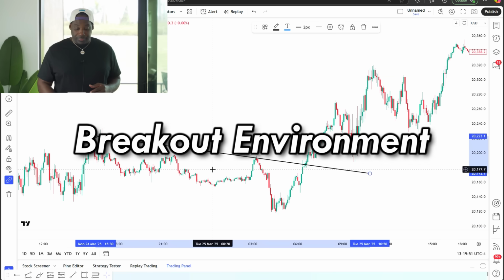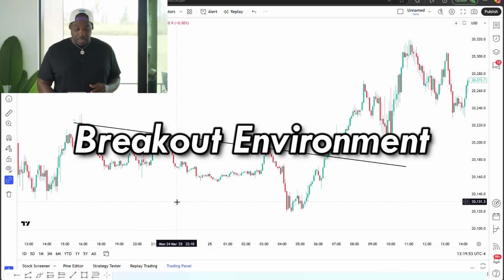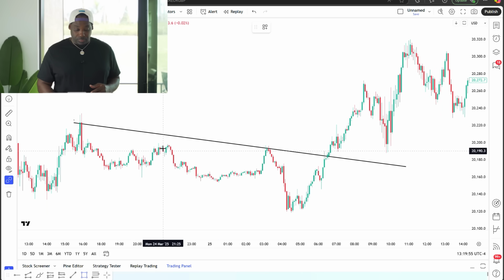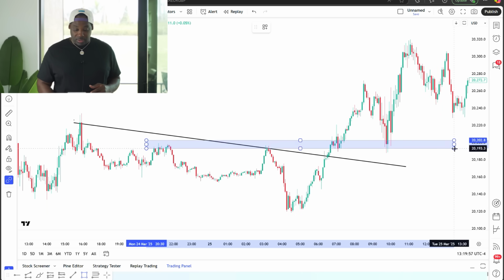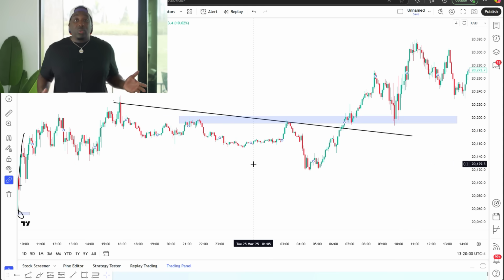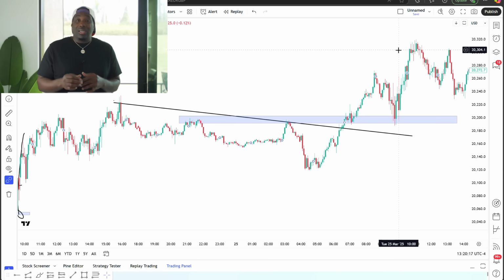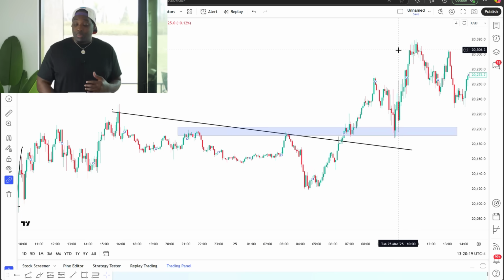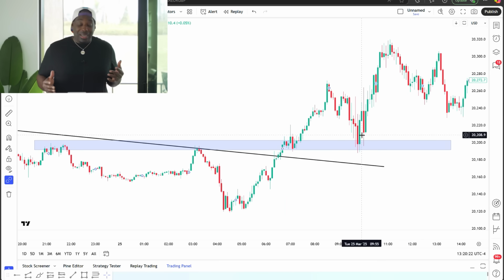It broke out of there, okay? And then it pulled back to this level right here. Okay, pulled back to this support level right here. So that's what I'm looking at, okay? I say, okay, the market's trending up. It broke out of that nice trend line, right? Pulled back to that nice key support level. And I want to take a trade.